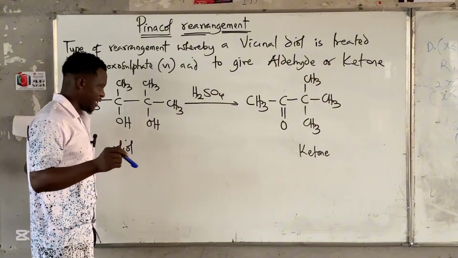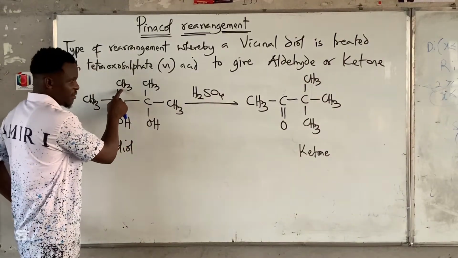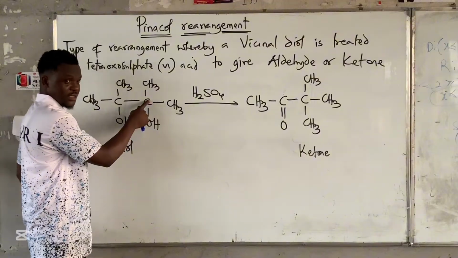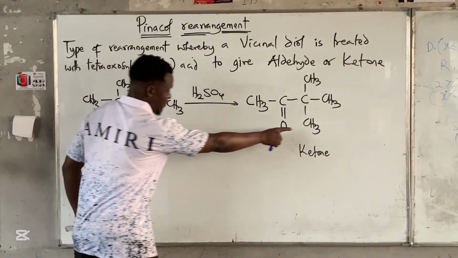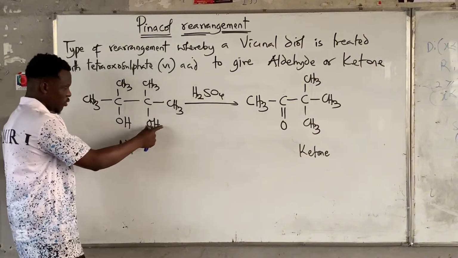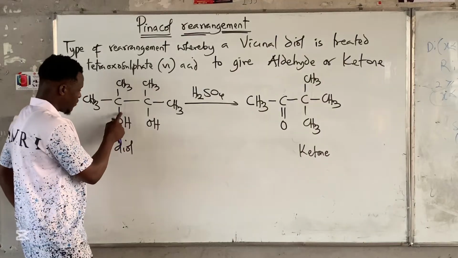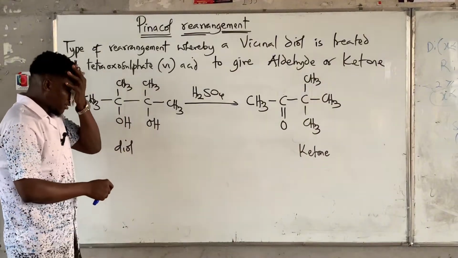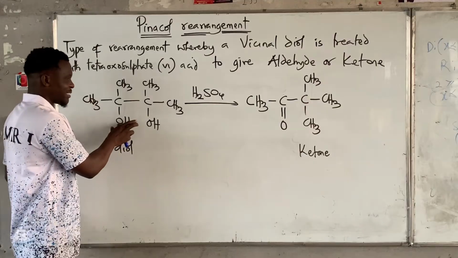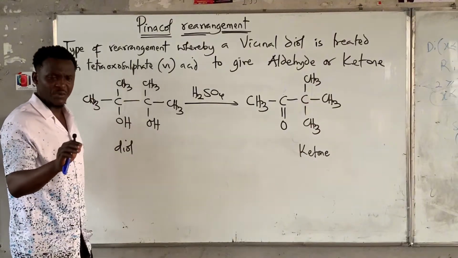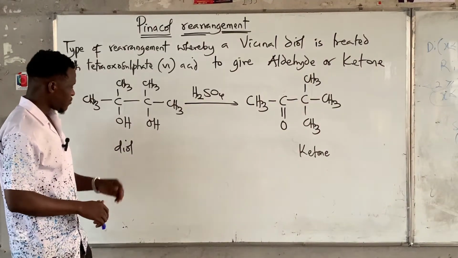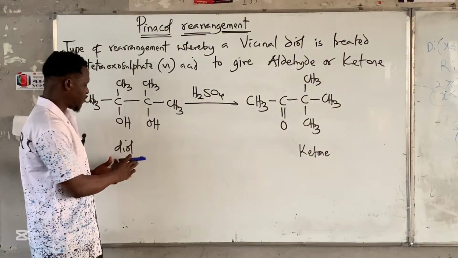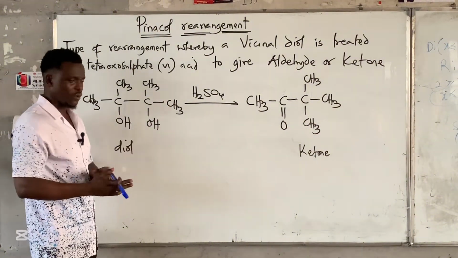Now, what happened here is that this CH3 migrated to this point, right? This is what we have here. And then one of these OH groups is going to go out, and we now have O with a double bond. This example is a typical example of a Pinacol rearrangement, all right? A rearrangement whereby we move from a diol to a different compound.